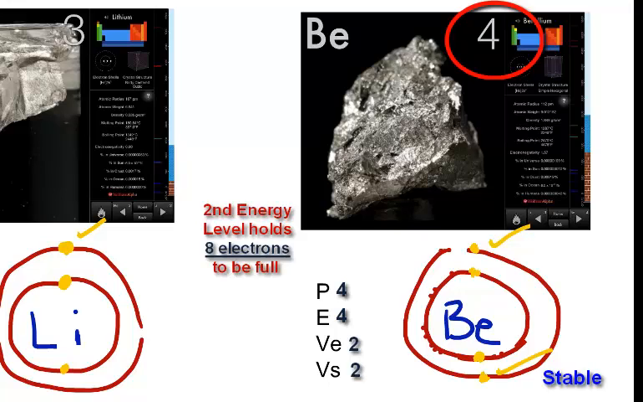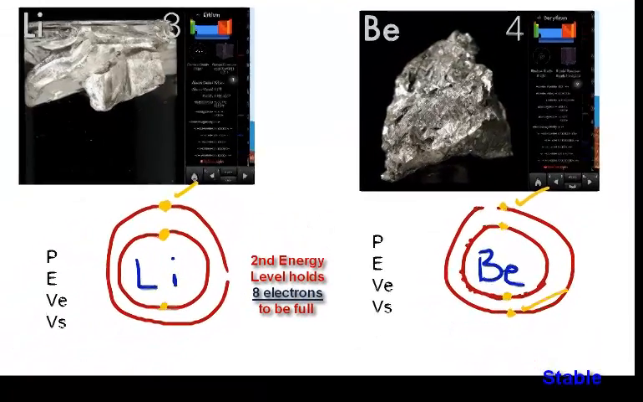Is beryllium stable as written from the periodic chart? Hope you tell me no, because the outer energy level does not have 8 in it, nor is it full, because this outer energy level holds 8 to be full. What is the valence shell? 2.